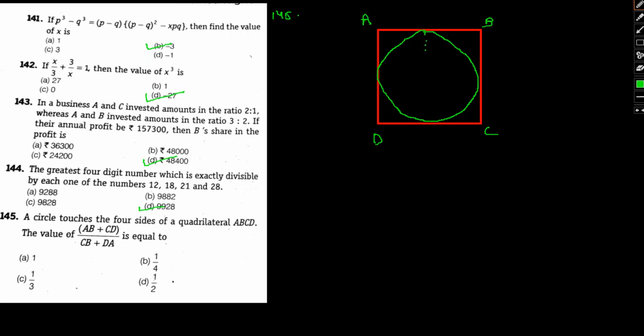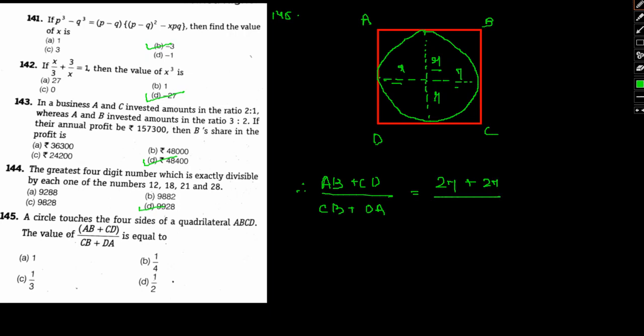Okay, so let me do one thing. Say this is the diameter. This is R, this is R, this is R and this is as well R. So AB plus CD by CB plus DA: AB can be written as twice R because this R plus this R, so twice R. CD can again be written as twice R, this R and this R, and similarly CB can be written as twice R and DA can be written as twice R. That is 4R by 4R or 1. Option A, the answer. This is a very simple question.